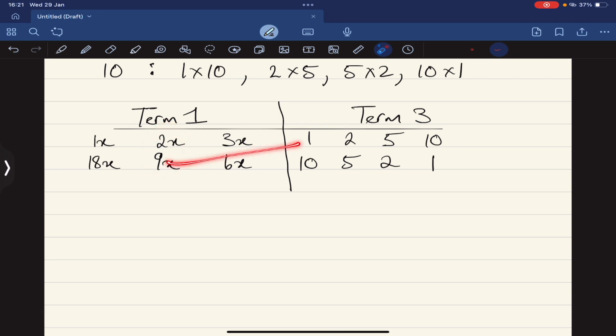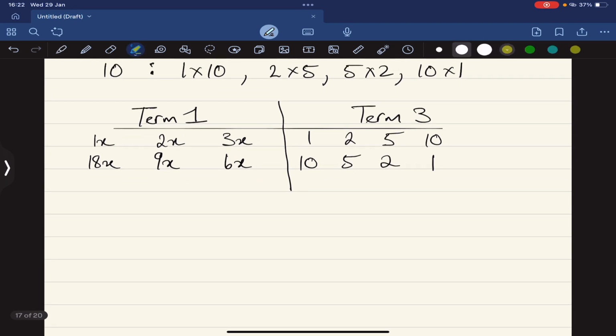Looking at the second column, I've got 9x there, and I've got 20x, not going to work. That's 18, and that is 10, not going to work. Too big, right? So we are down to our last column. So I've got 6x here and 30, not going to work. I've got 12x there, and I've got 15, 12 and 15. The difference between 12 and 15 is 3. We're looking for 3. Okay, so it seems like that might work.